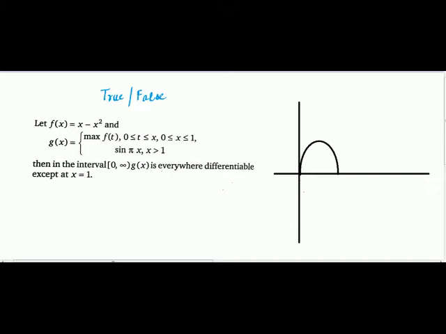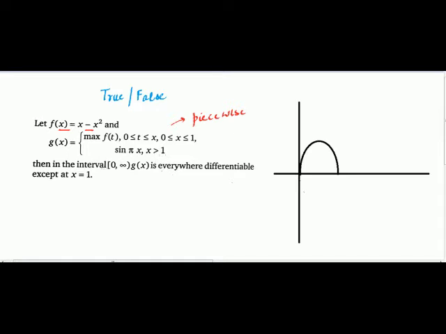So today I have made a video on a JEE Advanced question on differentiability. As you can see, there is a function on your screen, f of x, which is given as x minus x square, and there is another function g of x, which is a piecewise defined function. We call such functions piecewise defined functions, where the value of g of x is the maximum of f of t, where t lies between 0 and x, when x is between 0 and 1, and it becomes sine of pi x when x is greater than 1.